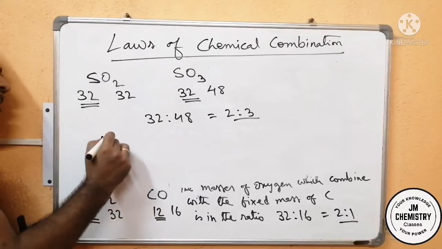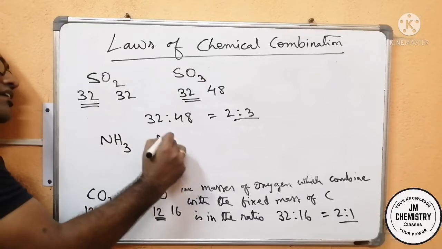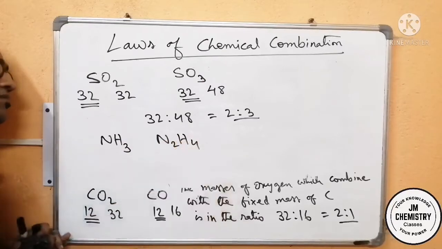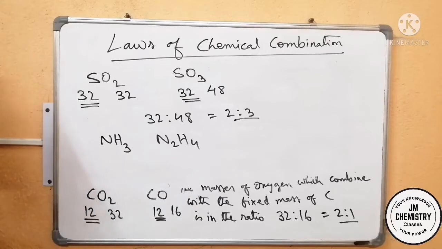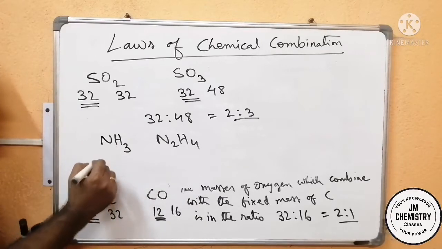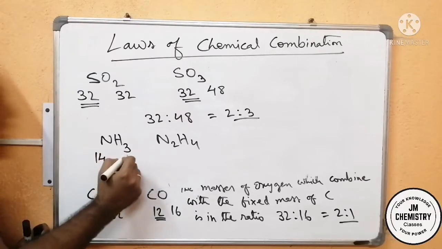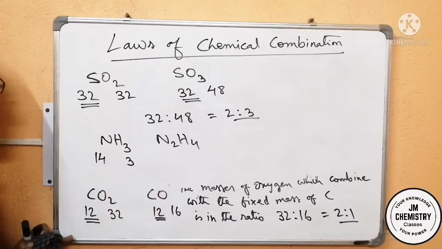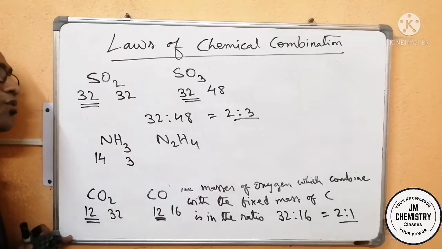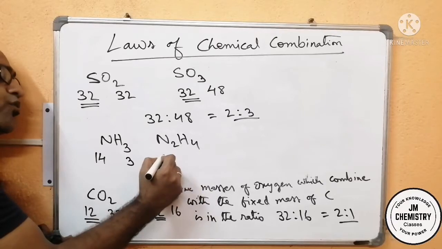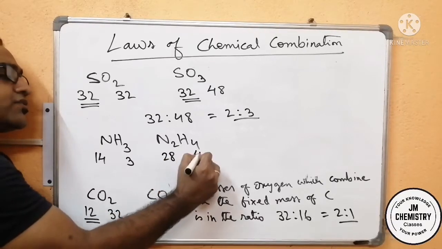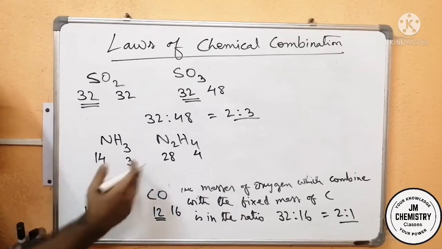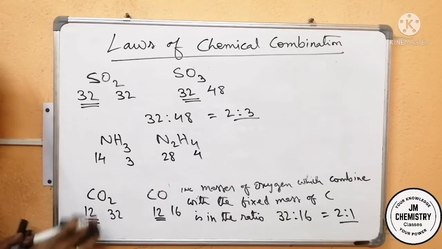You can do it for NH3 and N2H4. NH3 is ammonia, N2H4 is hydrazine. In the case of NH3, nitrogen is 14 and hydrogen is 3. In N2H4, there are 2 nitrogen atoms, so 14 plus 14 is 28, and hydrogen here is 4. Now how can we do this?